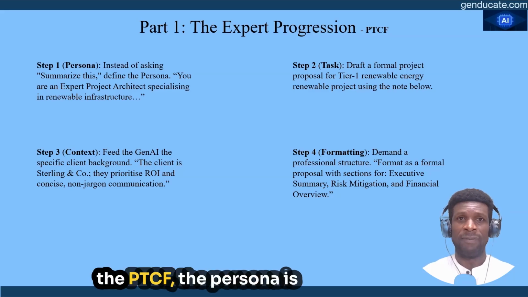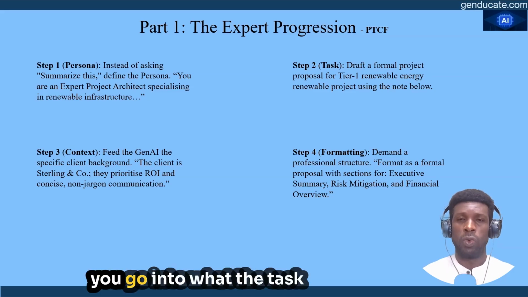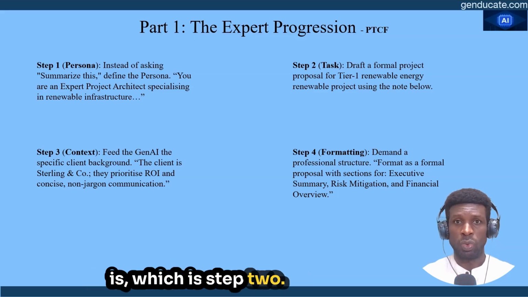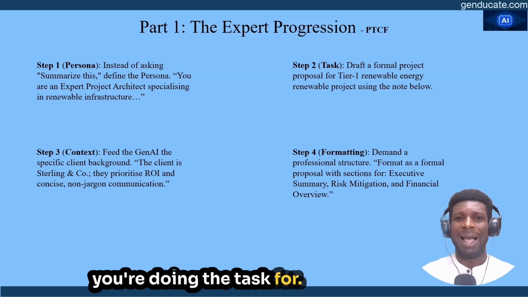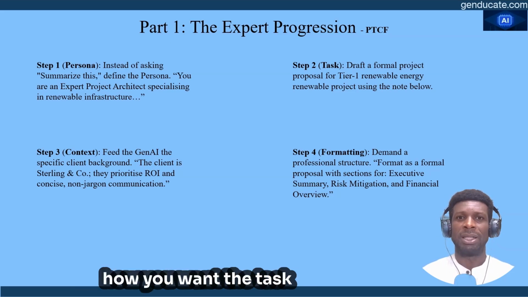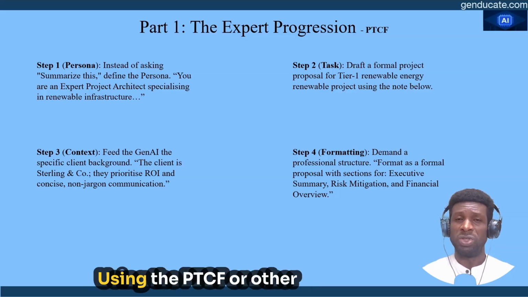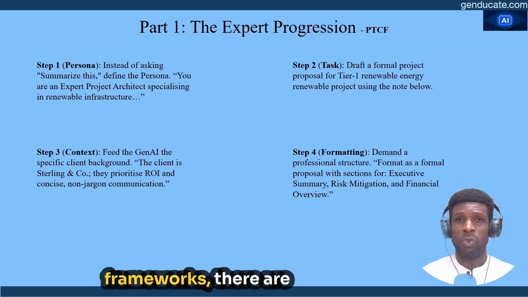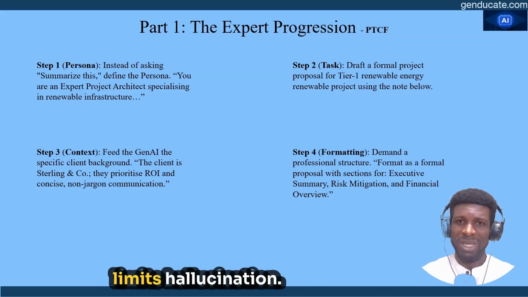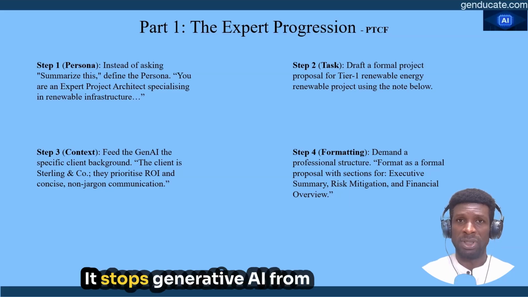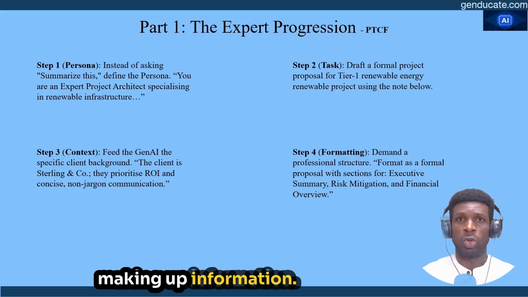With the PTCF, the persona is who is doing the task. You go into what the task is, which is step 2. Step 3 is what or who you're doing the task for. And step 4, it's the format, how you want the task to look like or how you want the task to be done. Using the PTCF or other frameworks or structures to prompt generative AI limits hallucination. It stops generative AI from making up information.